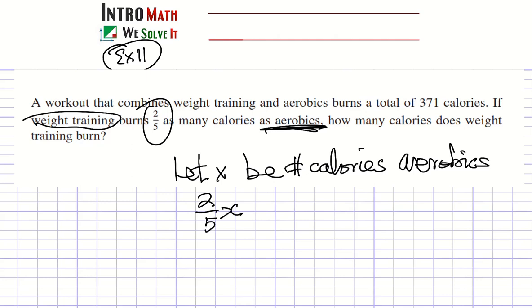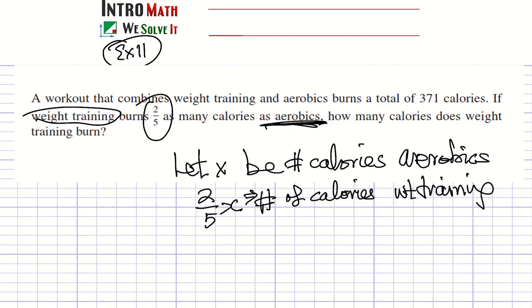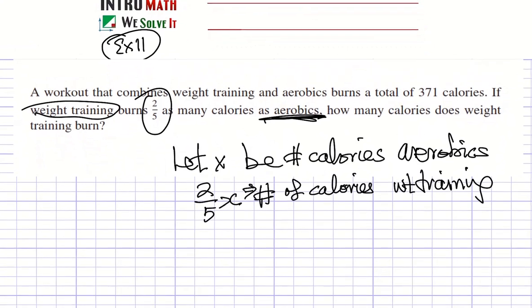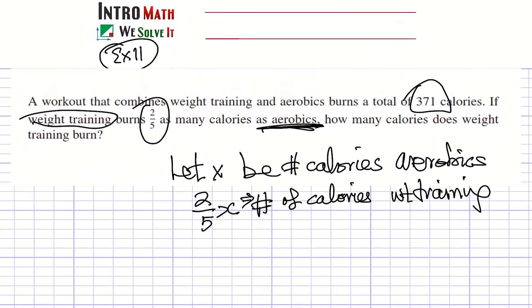And then we'll say, if that's the case, then 2/5 of X is the number of calories burned by weight training. So all that is saying, and then they gave us the total burned by both of them. Total calories 371. If you look at this carefully, all the problems are following the same pattern.